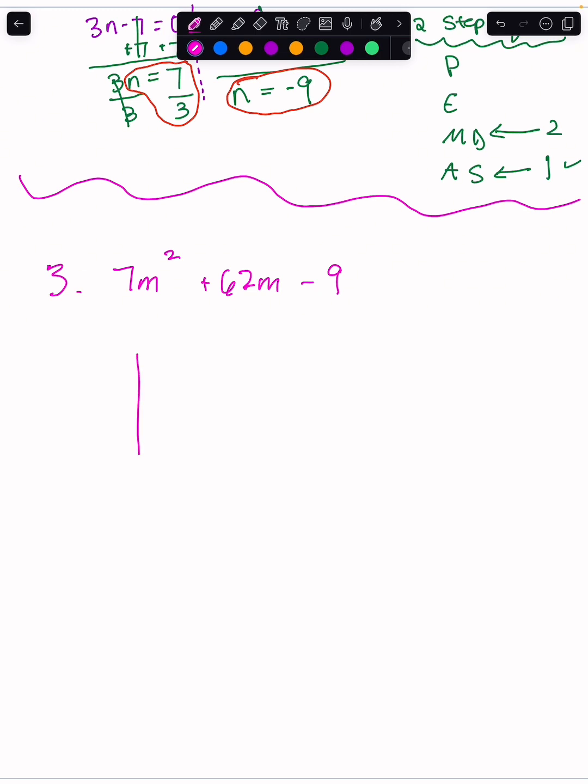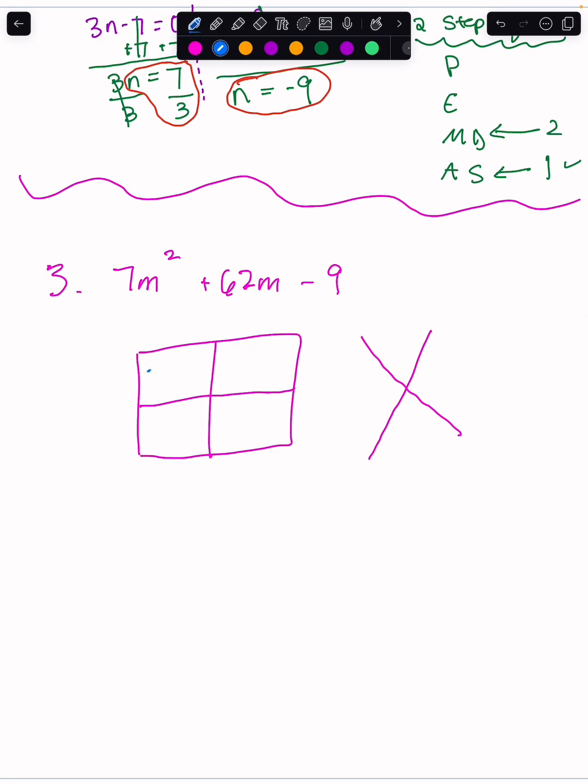Okay, so let's do, here's our box. Perfect little box. And there's an X. And then 7m goes here, 7m squared. Down here goes -9. Because remember, those come from here and here. And then the number in front is going to be 62. And then the number in back, we got to multiply that. And that's going to be -63.